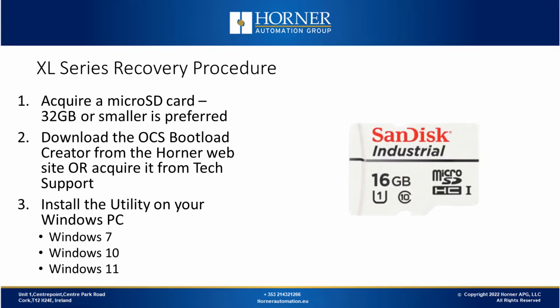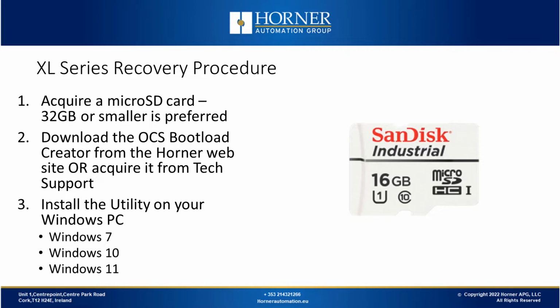Next, let's walk through the XL series recovery procedure and then we'll go into a demonstration. The first step is you're going to need a micro SD card, and it's easiest if you get a micro SD card that is 32 gigabytes or smaller, which you should be able to find fairly easily. That's because they come pre-configured with FAT32 format. The larger ones come with a file format called exFAT, but we need to use FAT32.